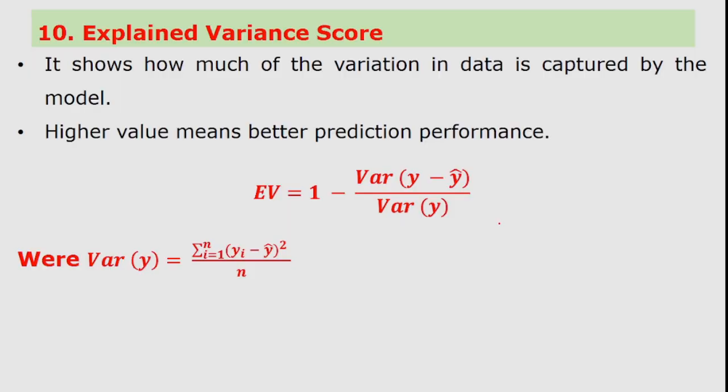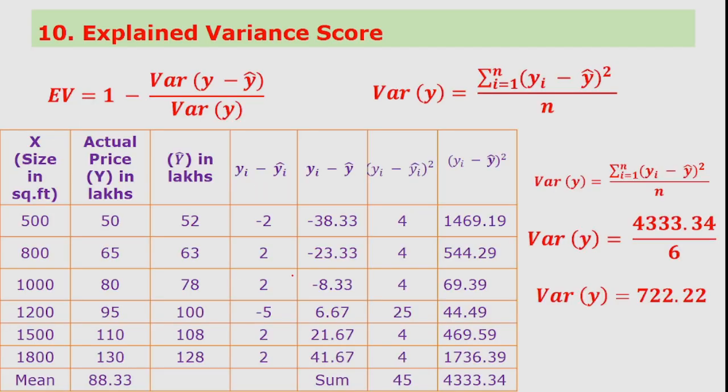And the last one is the explained variance score. It shows how much of the variation in data is captured by the model. A higher value means better prediction performance. So EV is given mathematically as 1 minus the variance of (y actual price minus predicted price) divided by the variance of y. Now the variance of y is the sum of i equal to 1 to n, (yi minus y hat) the whole square, divided by n.